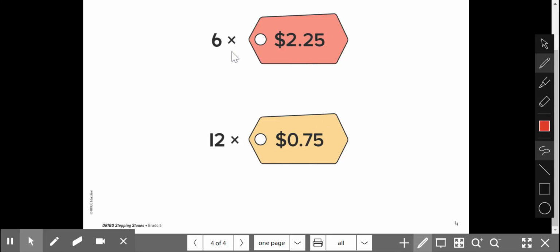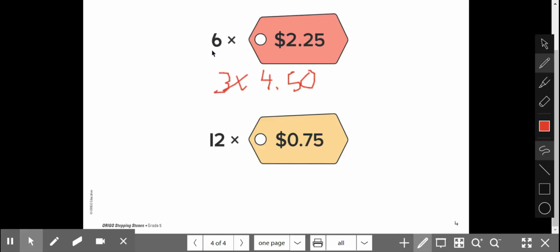This one we can only halve once before we get into a number with a decimal fraction. So let's half this, which will get 3, and we'll double this. We get $4.50. That's not the easiest number in the world to multiply, but it's easier than saying 6 times 2 and a quarter. So 2 and a quarter now becomes $4.50, and then instead of having 6, I have 3. I can do this.